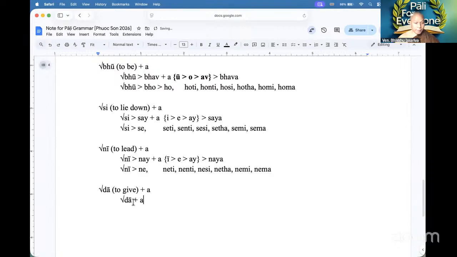So at that time, this da became da, and the a drops, because two vowels together are not maintained, that is right, a drops. So we have the da. From that, we can have the da di, and the da ndi, the da si.